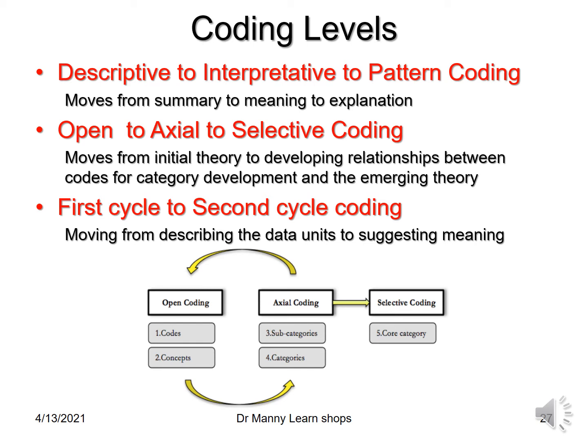This is where you move from describing the data units to suggesting what they mean. In open coding, for example, you've got codes and concepts. In axial coding, you can have subcategories and categories. In selective coding, you end up with a core category, which is typically what you have in grounded theory. But take a look at the process. The process isn't linear, it's cyclic. It's non-linear.